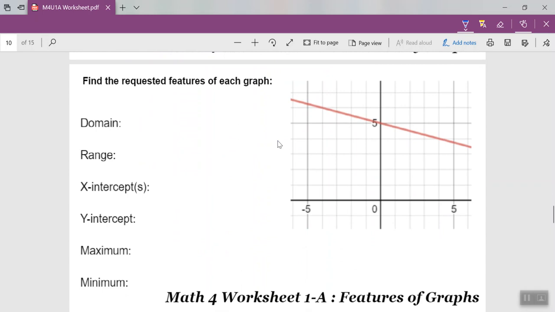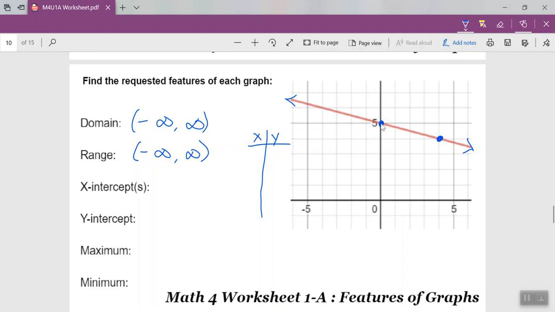All right, new graph. The domain, well, and again, these are arrows going on forever. Domain is all real numbers. The range is going to be all real numbers. The x-intercept, we're going to have to get clever about this because, and I'm going to use this and this. And we're going to do a little bit of this.